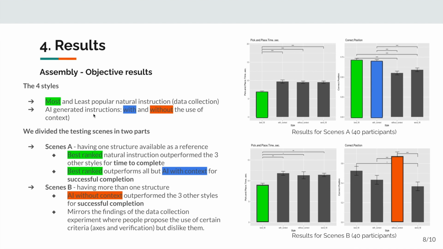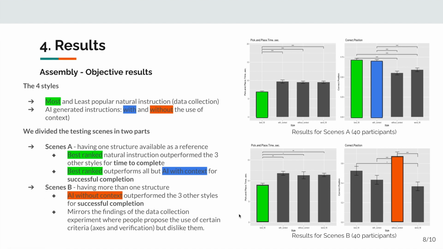We divide the testing scenes into two parts. The first part is the set having one structure available as a reference. And we see that the best ranked natural instruction outperformed all the rest in terms of time to complete, and both the best ranked natural instruction and the generated one using context outperformed the rest in terms of successful completion from the human agent.